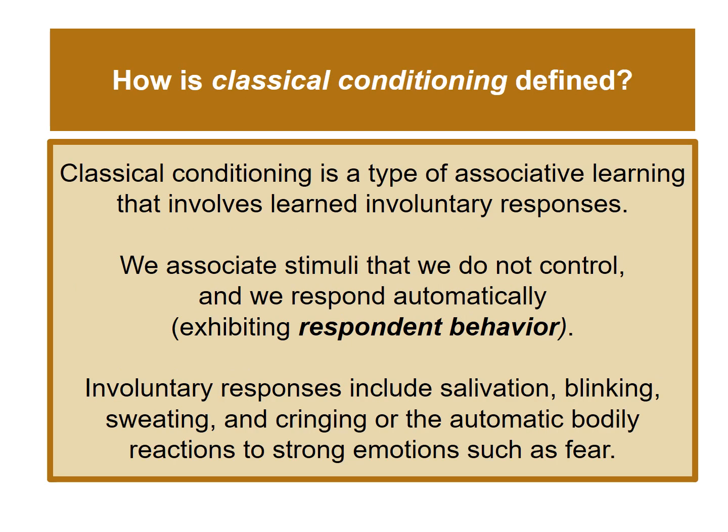So how is classical conditioning defined exactly? Classical conditioning is a type of associative learning that involves learned involuntary responses. So we associate stimuli that we do not control and we respond automatically, exhibiting respondent behavior. Involuntary responses include salivation, blinking, sweating, and cringing, or the automatic bodily reactions to strong emotions such as fear.